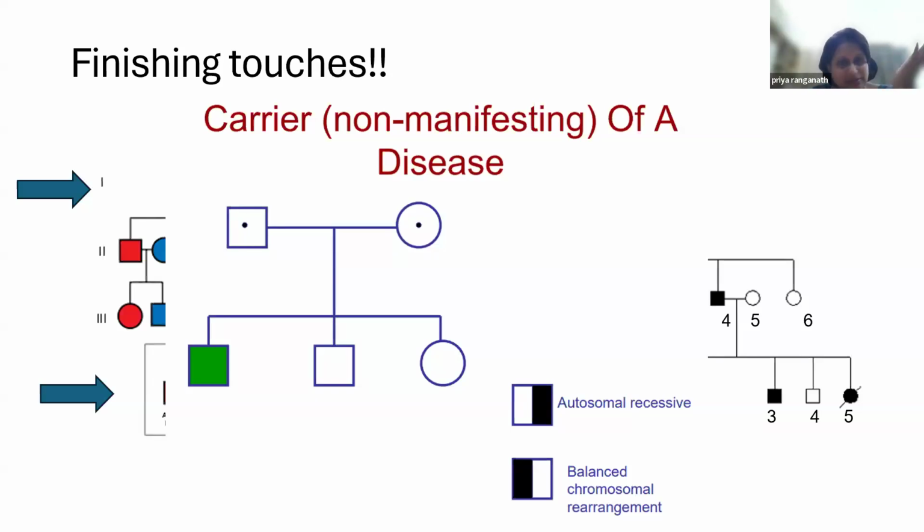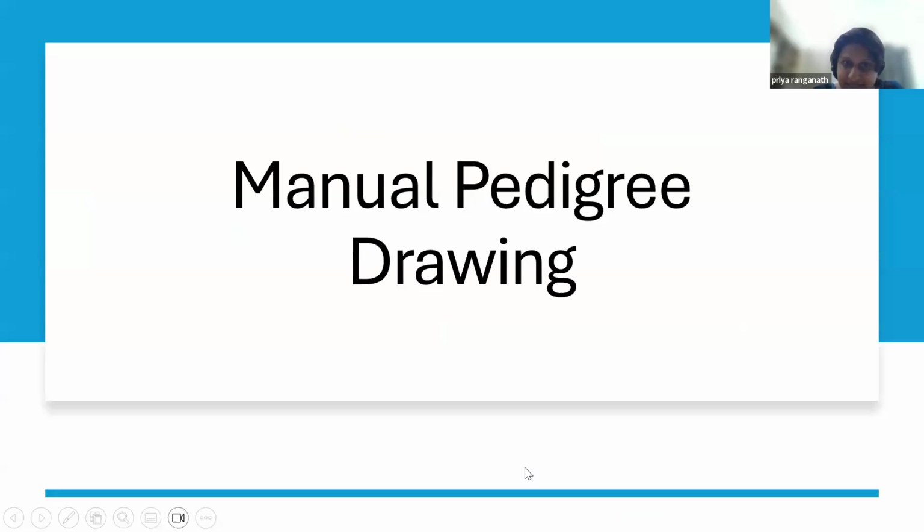Now, here there's a little bit of a controversy whenever you have a carrier testing or a carrier that you need to depict, because most Western software use this dot as a symbol for showing carriers. That is what is available in most of the softwares, and many people also use it in their clinical practice. But in general, the symbol for autosomal recessive carrier status should be half shaded on the left side, and for balanced chromosomal translocation, half shade on the right side.